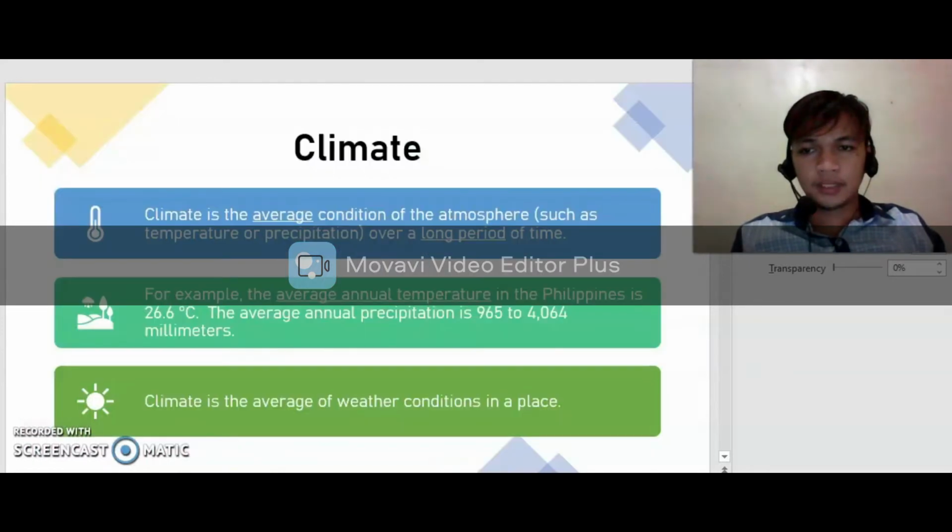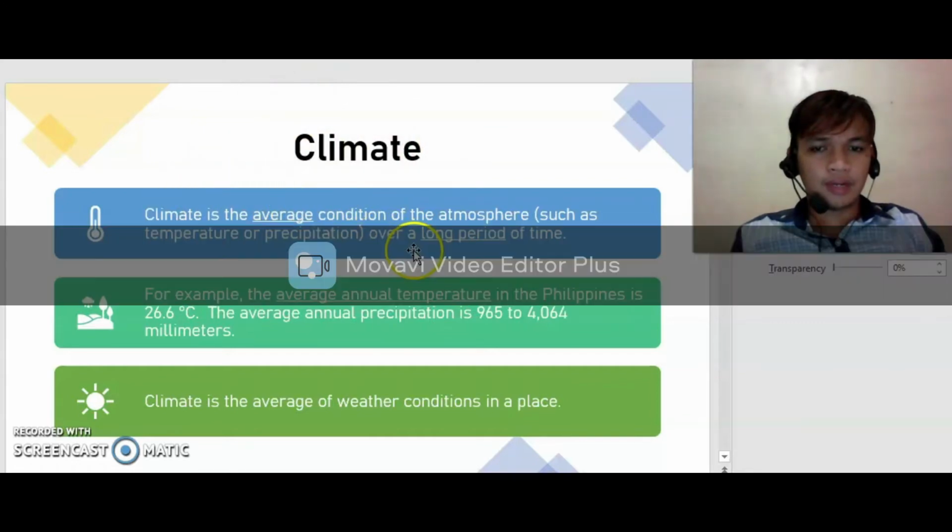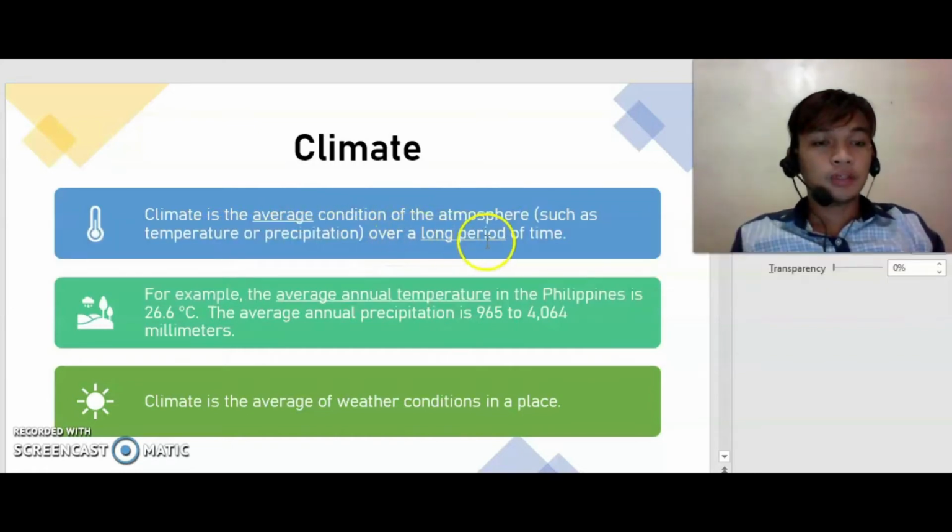Alright. Next, we have this. And what is climate? We talk about what is climate naman. Climate is the average condition. Take note of the word average. This is the average condition of the atmosphere, such as the other weather elements like temperature or precipitation over a long period of time.